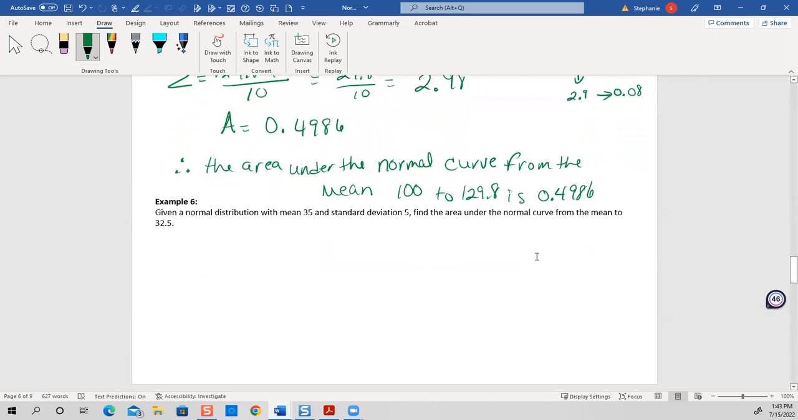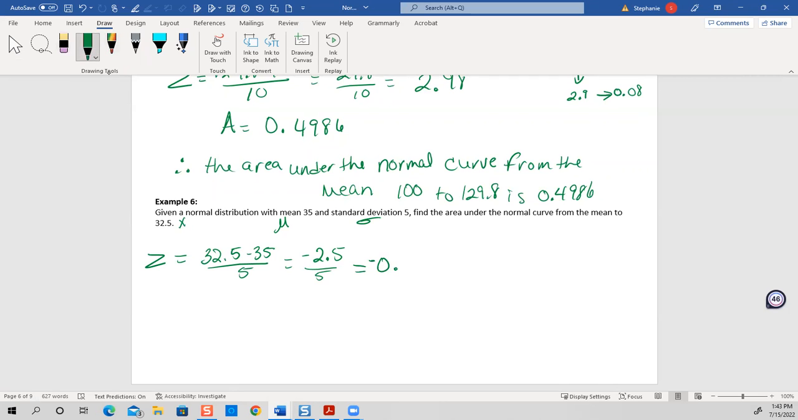Okay, so let's do example 6. It says, given a normal distribution with mean of 35 and standard deviation of 5, find the area under the normal curve from the mean. So we're going to do the same thing here. Okay, so now we get 2.5 negative over 5, and this gives me a negative 0.5.